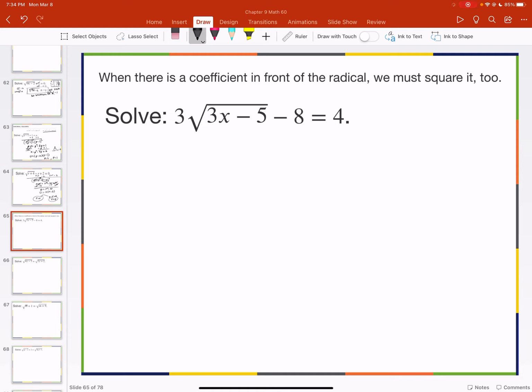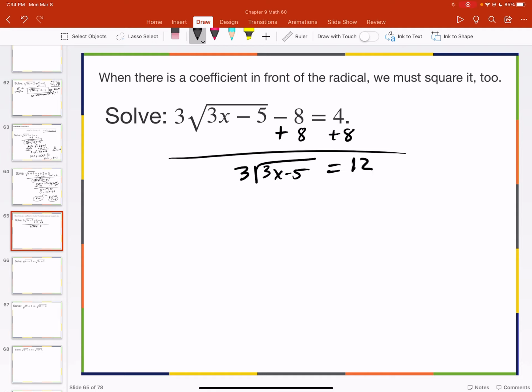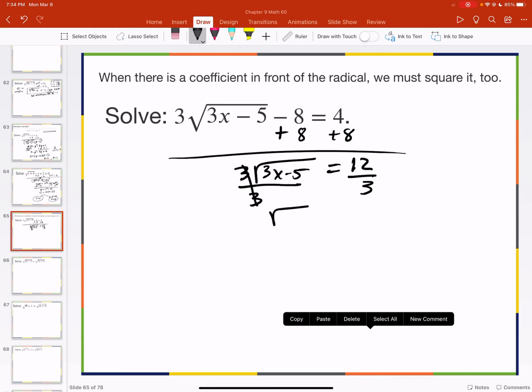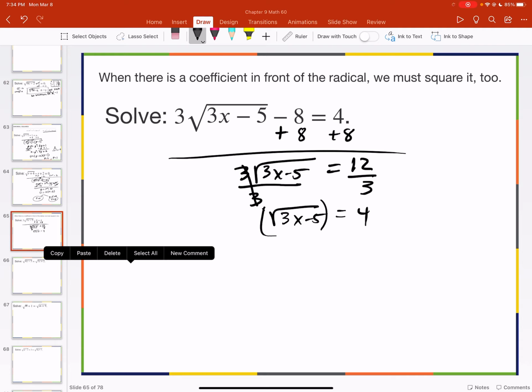What about here? If you have a coefficient in front of the radical, we need to square it as well. So now we need to get the radical by itself. So we get 3 square root of 3x minus 5 is equal to 12. Now, could we just get rid of this coefficient? Yes. If you do that by dividing both sides by the coefficient, if it fits, then you have this a little bit more clean. This is nicer, right? So now you can square both sides. And you get 3x minus 5 is equal to 16. And then solve for x.